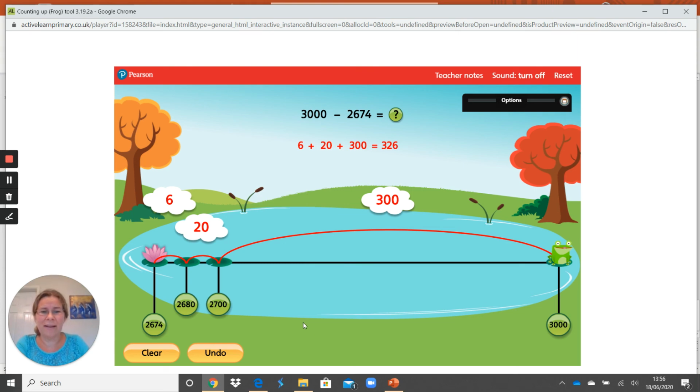Okay, now it's your turn to have a go. Try your best method, see which one suits, see which one doesn't work so well. Enjoy your maths today.